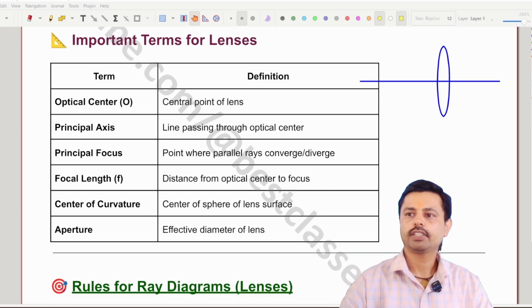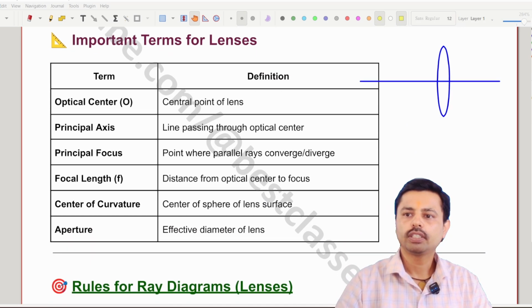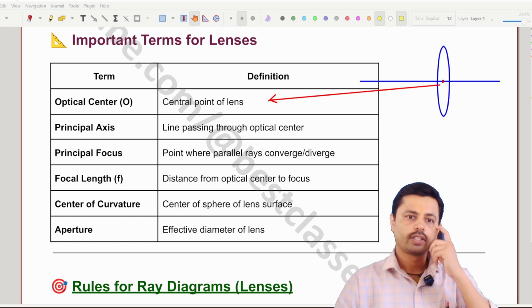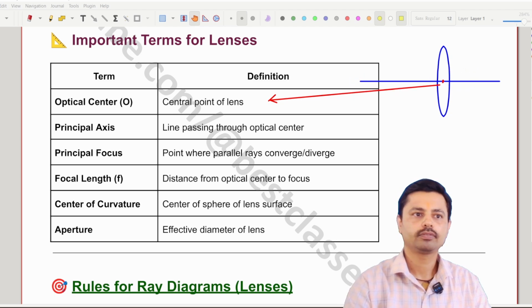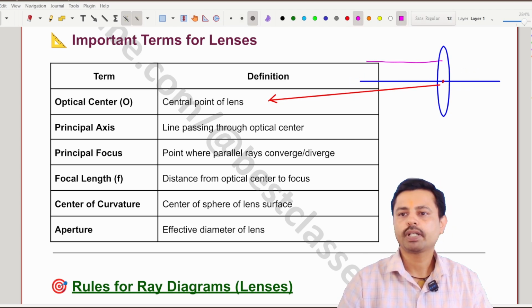Now, optical center. The central point of a lens is called the optical center. Principal axis. So this is like the principal axis. Let's say a parallel light ray is passing and getting focused at this point. So this will be F, the principal focus, and this length from here to here, or here to here, is the focal length.